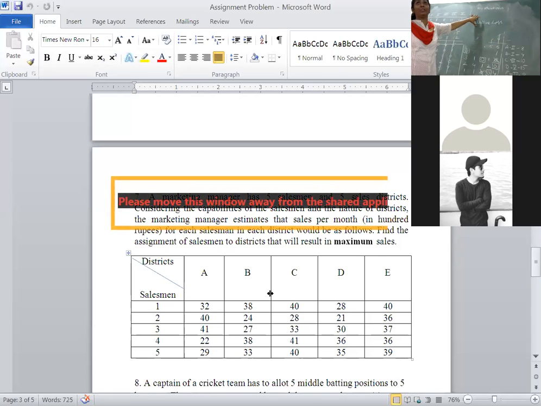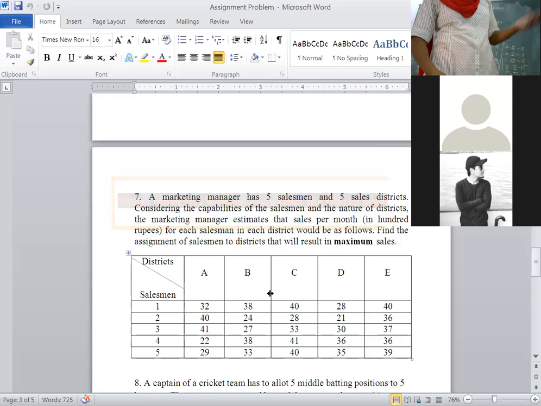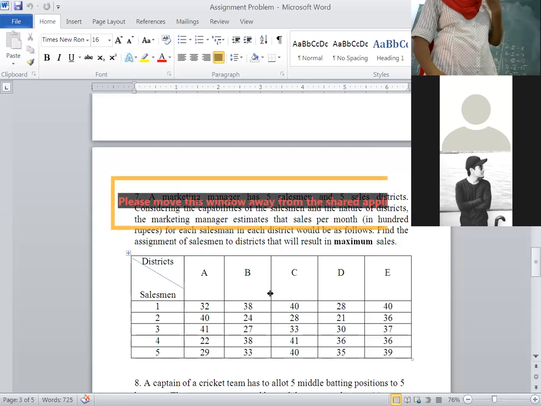After getting that relative loss matrix, you have to proceed as usual using the Hungarian method. We will perform row operation and column operation, and search for assignments. If we don't get assignments, we have to go for the horizontal and vertical lines concept. First, you have to check whether the given matrix is balanced or not. That is common for all assignment problems, whether minimization, maximization, unbalanced or prohibited assignments. Here a 5 by 5 matrix is given, so the matrix is balanced. In the problem you have to maximize the sales, so it is a maximization problem.